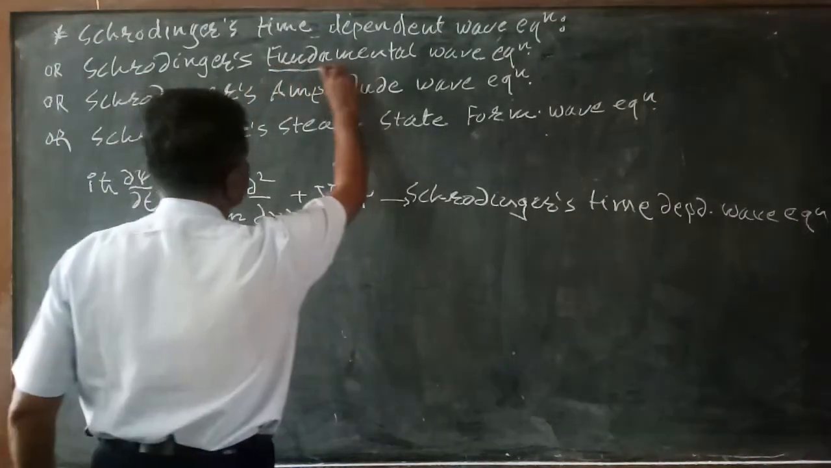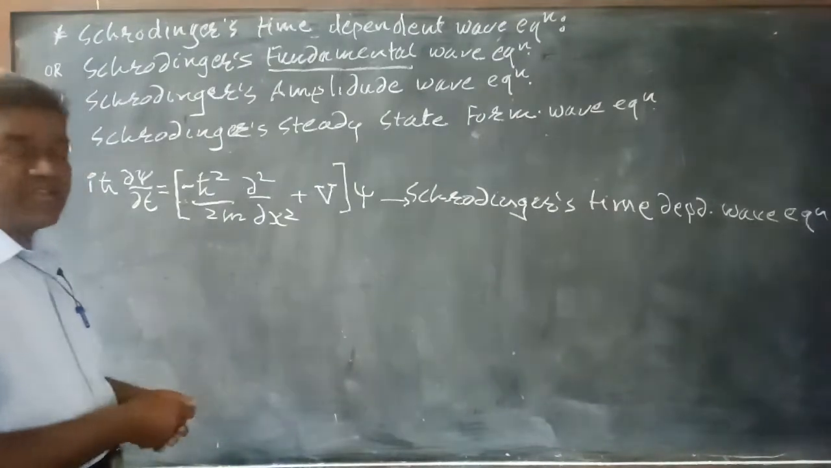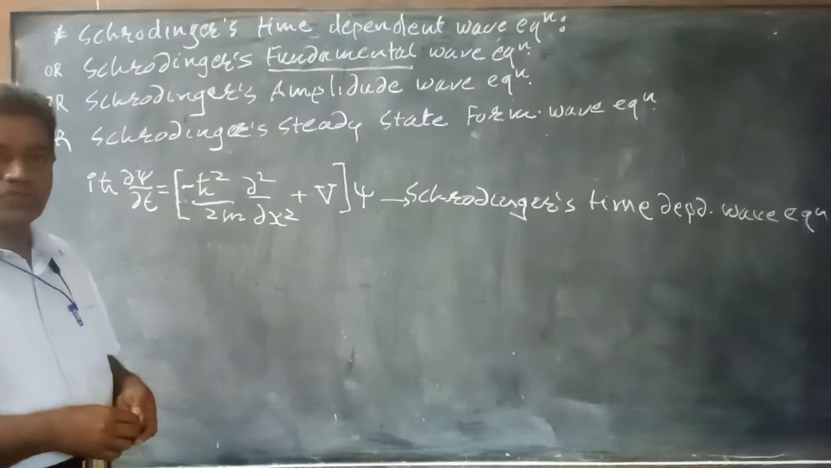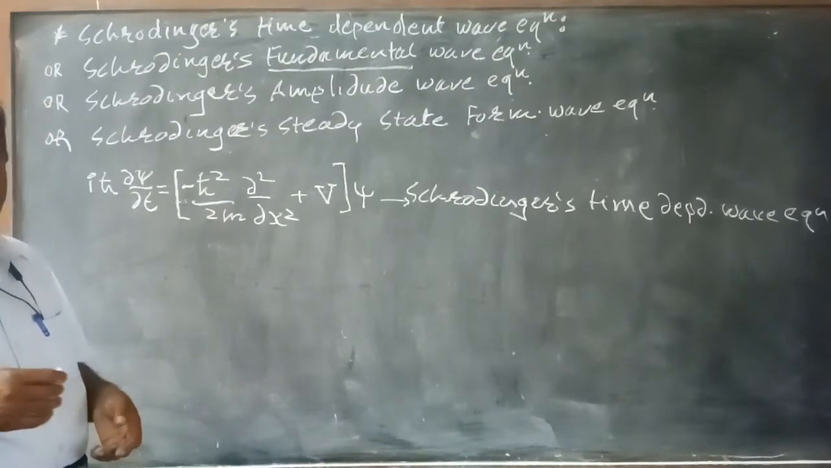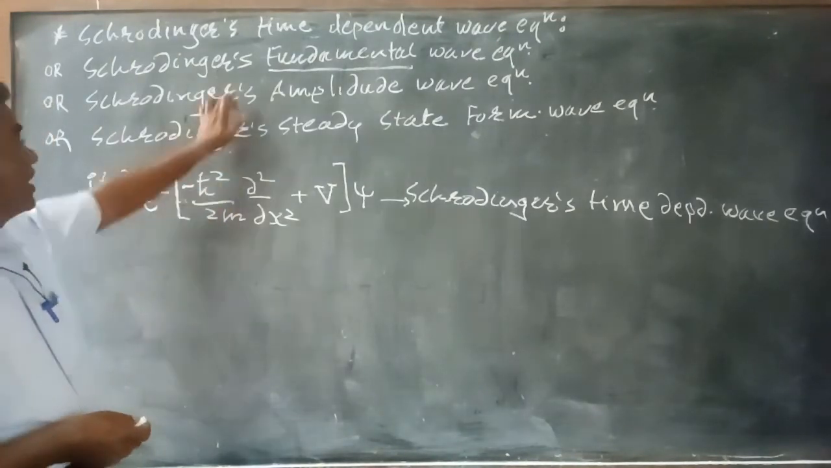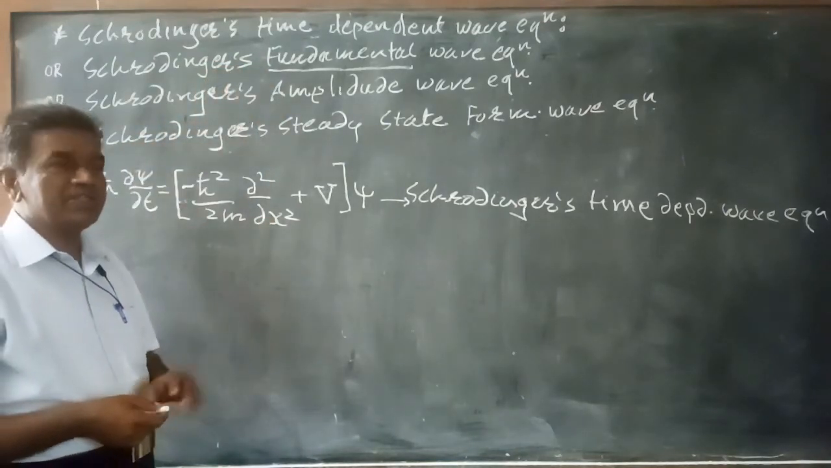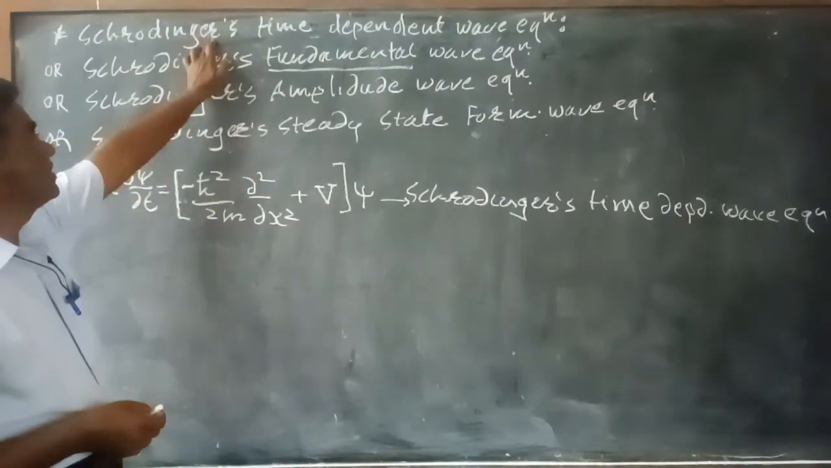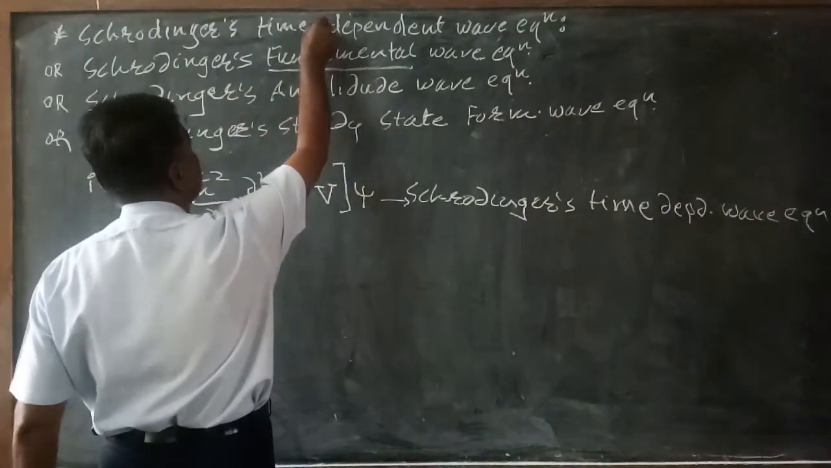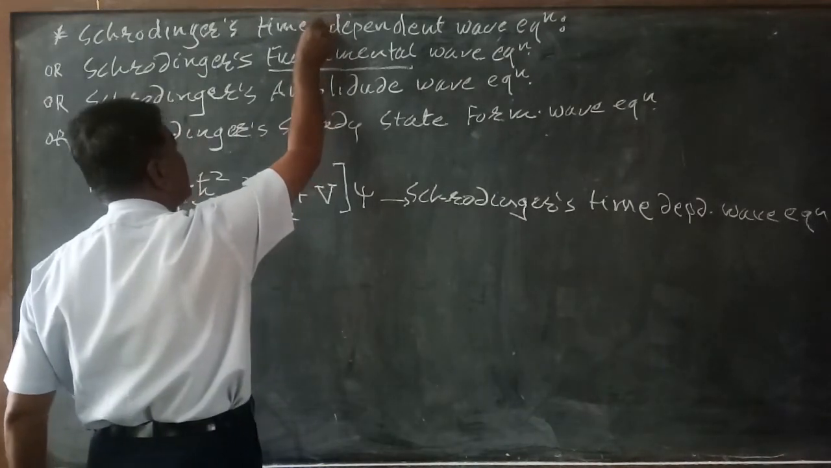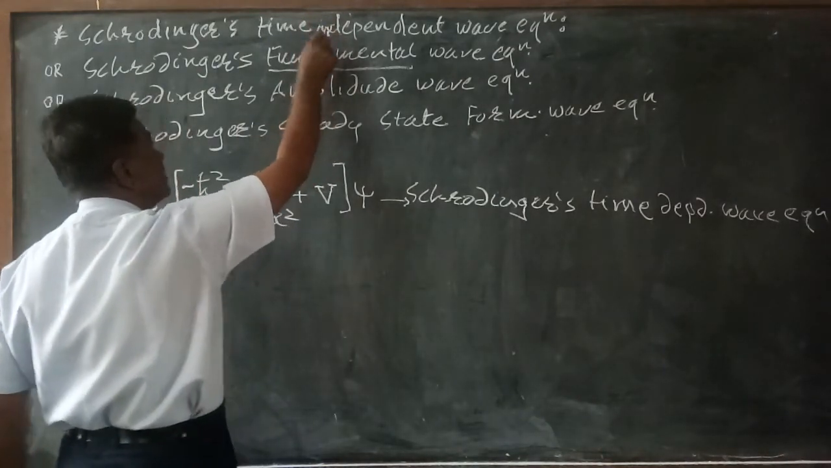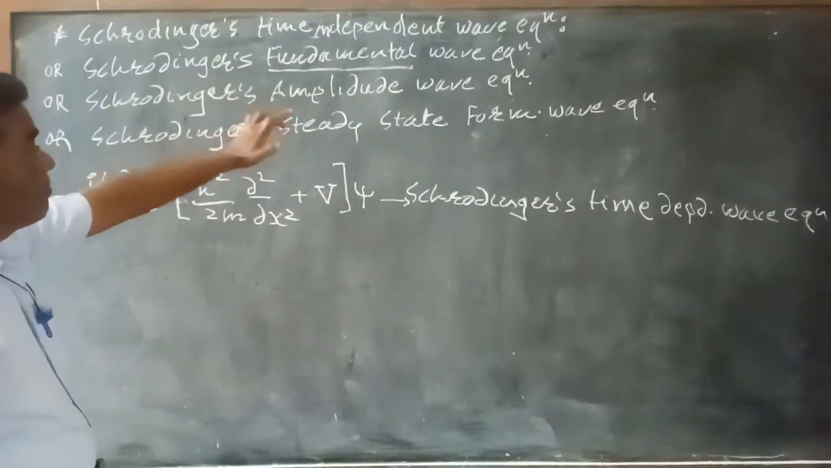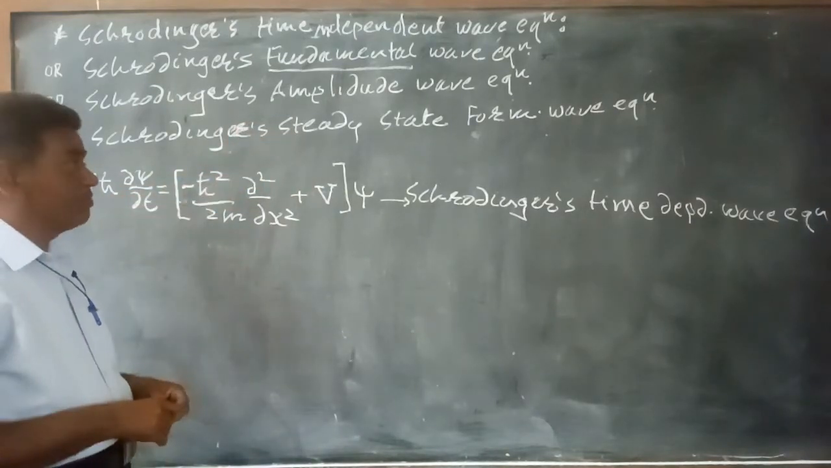It is the fundamental equation in quantum mechanics, and it can be used to solve many problems and applications of quantum mechanics. This important equation does not include the time factor. It is time independent. We will see the time independent wave equation, also called the Schrodinger's fundamental wave equation, amplitude wave equation, or steady state form equation.